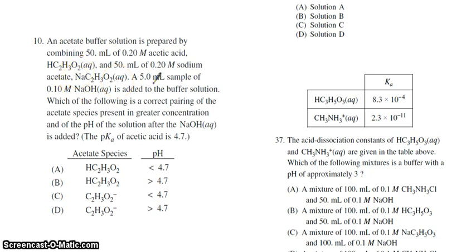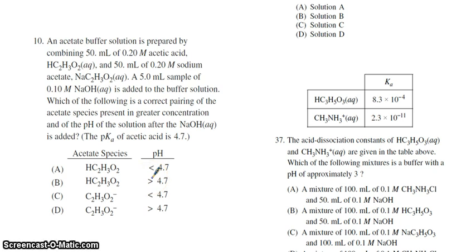A 5 mL sample of 0.1 molar sodium hydroxide, a base, is added to the buffer solution. Which of the following is the correct pairing of the acetate species present in greater concentration? So we want to know which do we have more of, this guy or this guy, along with the pH of the solution after the addition of the NaOH. Now, we're told that the Ka of acetic acid is such and such. So we want to know if we have more of the regular acid or more of the conjugate, along with if the pH is basic or acidic. This is less than 4.7, which would be acidic, this would be basic.